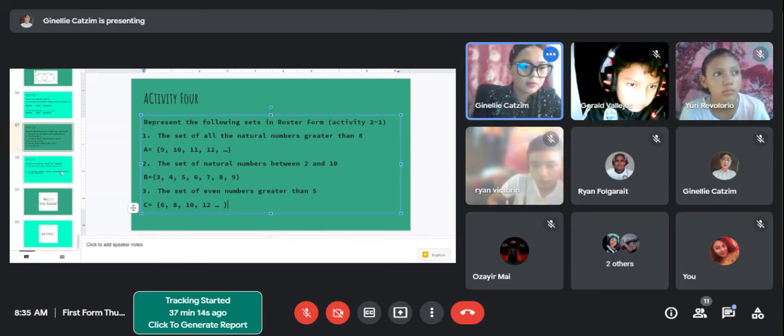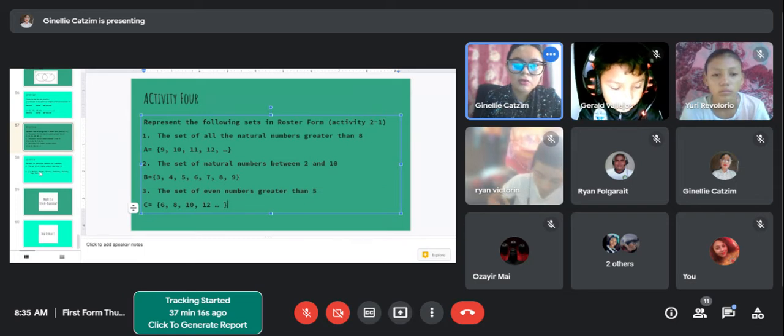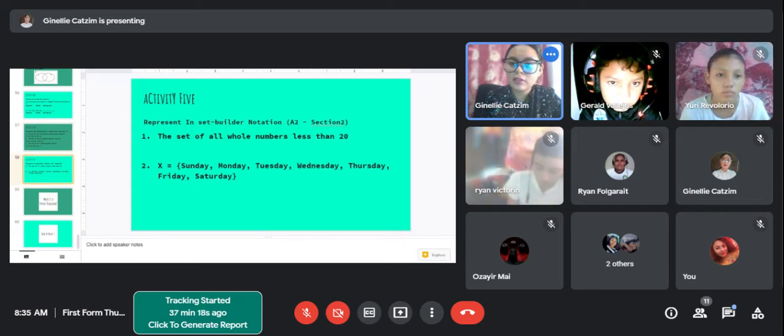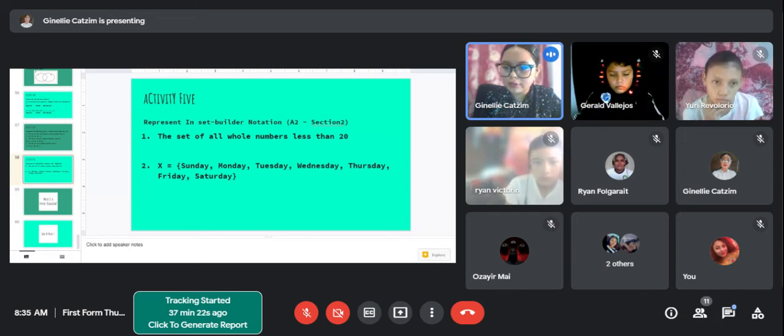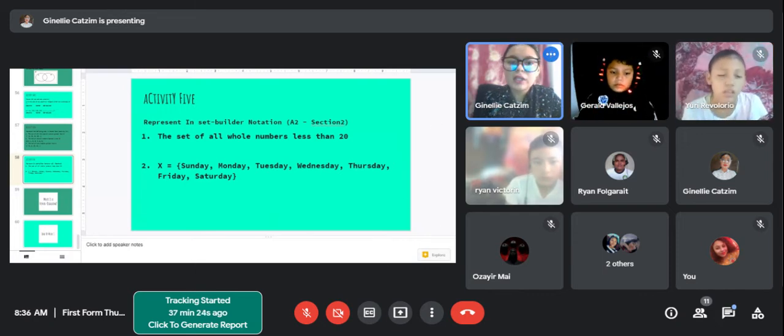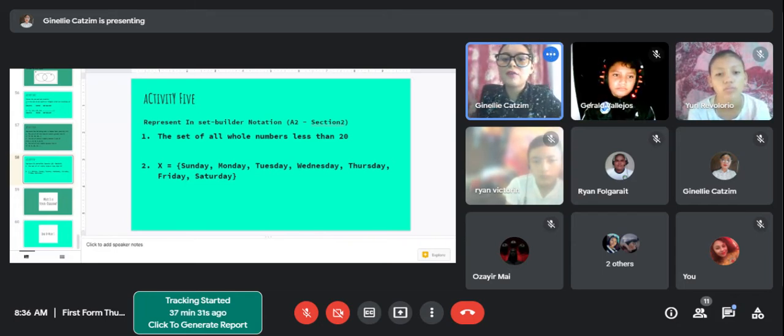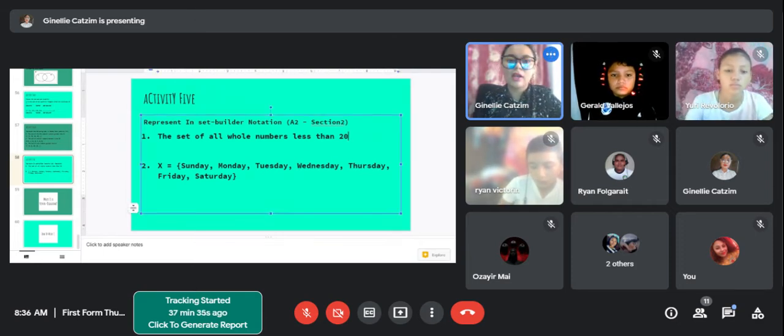So now we have, I think, this one that you were asking. This is activity 2, section 2, right? Yes, miss. Represent in set builder notation. This is the one that Gerald was asking. The set of whole numbers less than 20. How will we write this one?